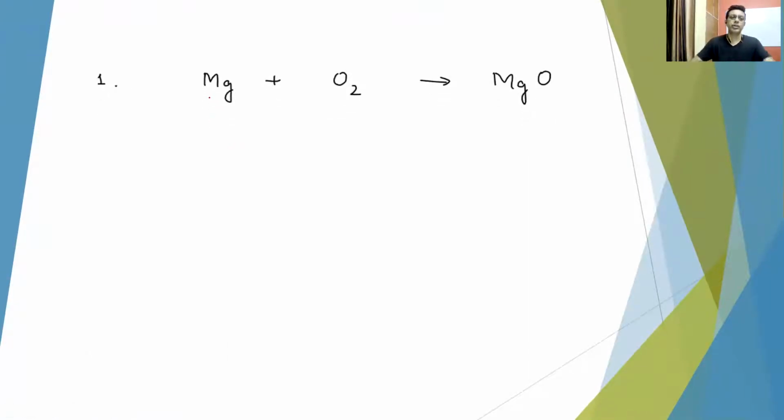So the first equation is Mg plus O2 gives MgO. Initially for some reactions, we'll write the number of atoms, and later on we'll not write the number of atoms. So first, place the bracket.